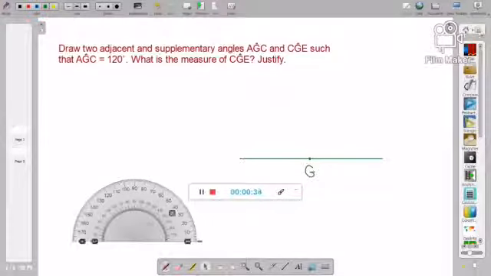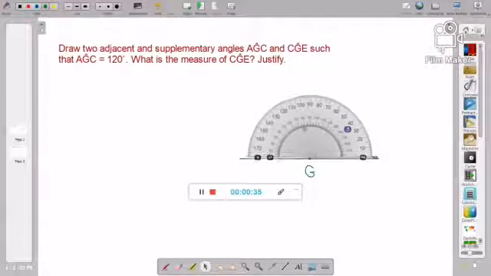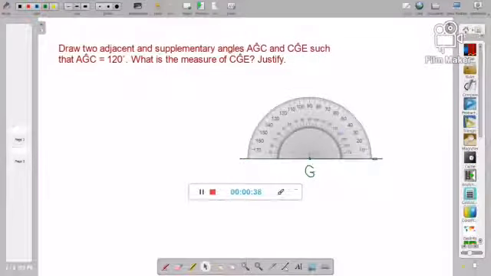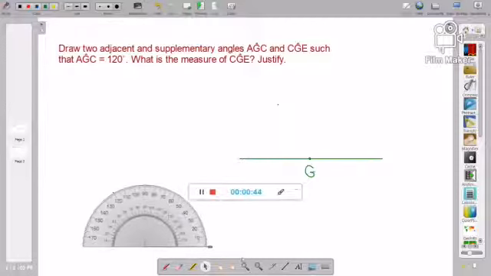I bring the protractor. I measure 120. I put a point, and I join them to make the common side. This is the common side. The common side is GC. So this is 120. The angle with 120 is AGC. So this is A. And finally, this is E.